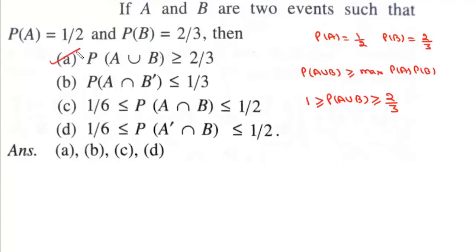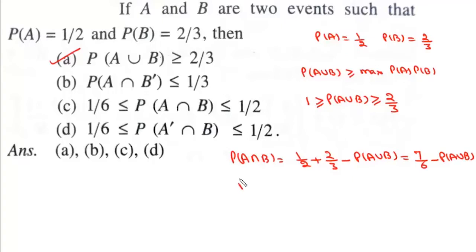Now if we look at A intersection B, we can write probability of A intersection B as probability of A plus probability of B minus probability of A union B, which is 7 by 6 minus probability of A union B. Now this value will be maximum when A union B is minimum, which is 2 by 3. So 7 by 6 minus 2 by 3, and there will be 7 minus 4, which is 1 by 2.